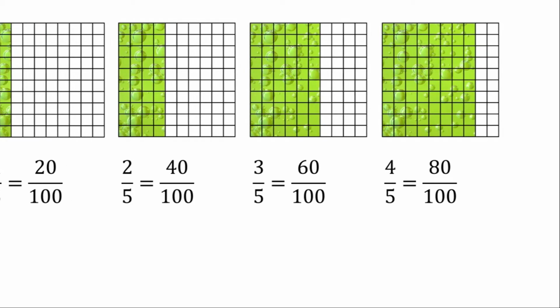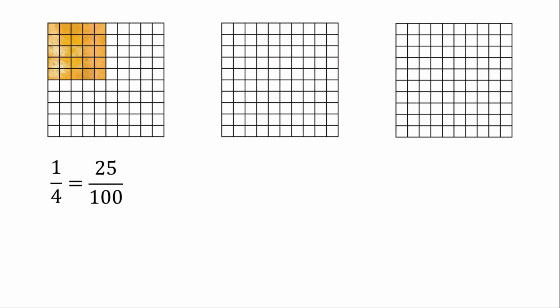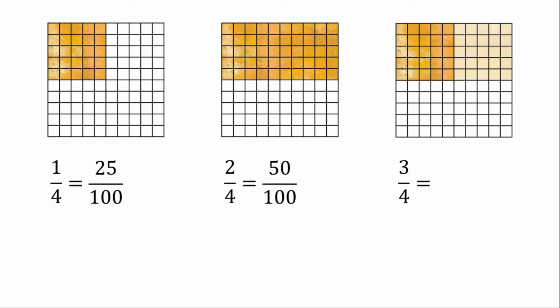Let's see another example. What if we're dealing with fourths or quarters? Well, we just need to skip count by 25. So 2/4 would be 25, 50, 50 hundredths. 3/4 would be 25, 50, 75, 75 hundredths. Again, you're just skip counting by the numerator, in this case, 25.